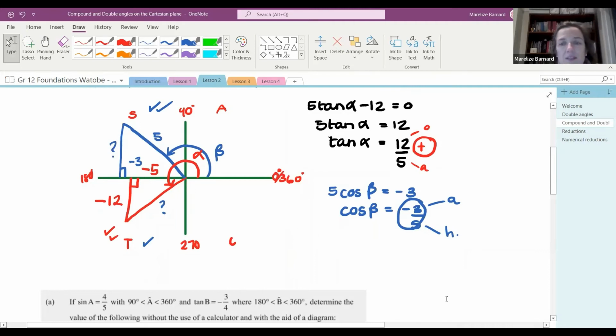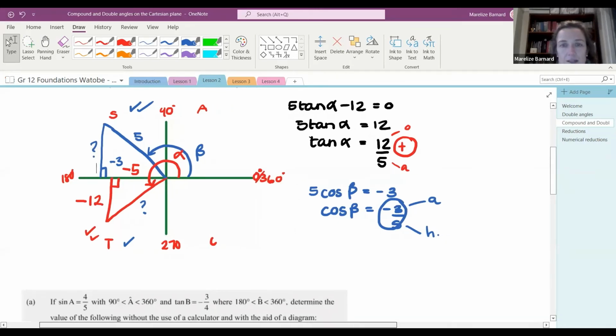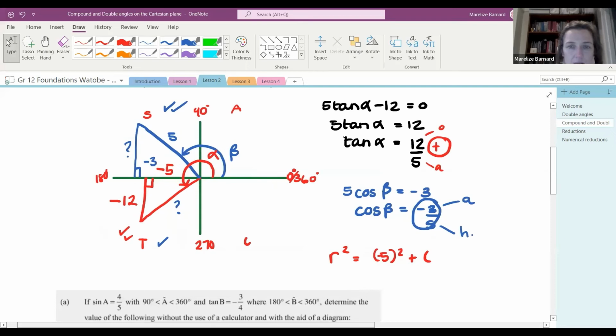Okay, so what are we going to do to find the side? We are going to use Pythagoras. I'm just going to use my colors so that we can see which is which. Let's do the hypotenuse side first for the red triangle. So that is r squared is -5 squared plus -12 squared. And if you get the answer for this, please pop it in the chat for us so we can see what that is.